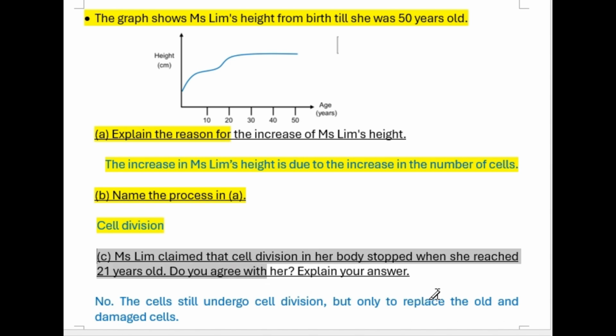C. Miss Lim claimed that cell division in her body stopped when she reached 21 years old. Do you agree with her? Explain your answer. No. The cells still undergo cell division, but only to replace the old and damaged cells.